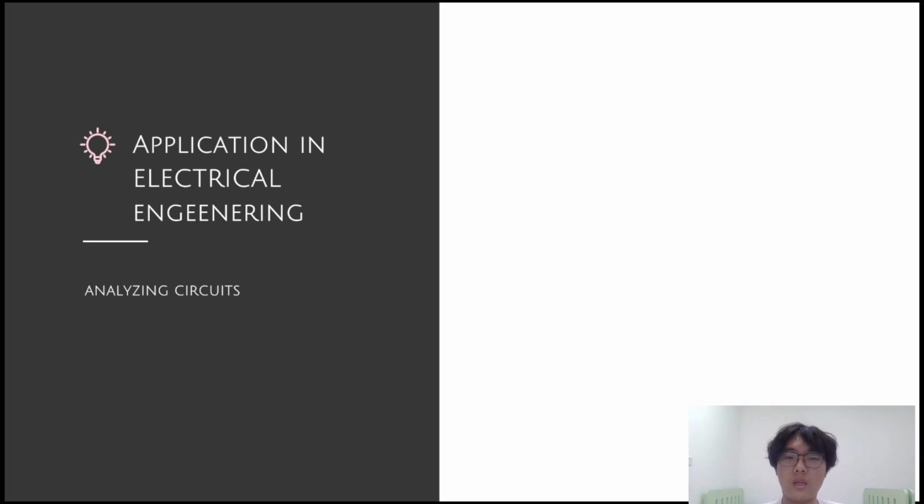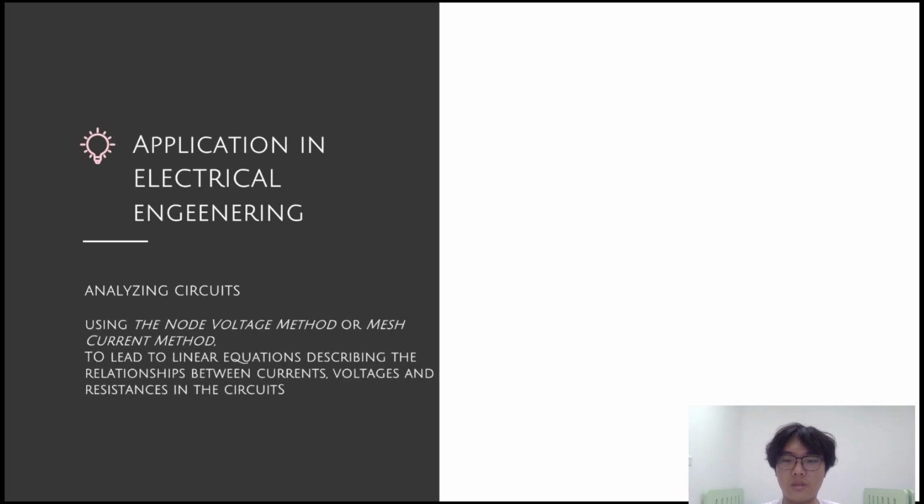The application of linear systems in analyzing circuits. Linear systems are widely used in electrical engineering, and are applied in analyzing circuits, particularly using methods such as the node voltage method or mesh current method, which lead to linear equations describing the relationships between current, voltage, and resistance in circuits. It is especially valuable in analyzing a large, complex circuit systematically.